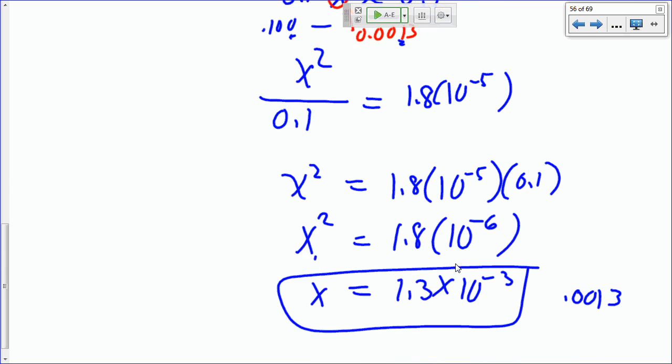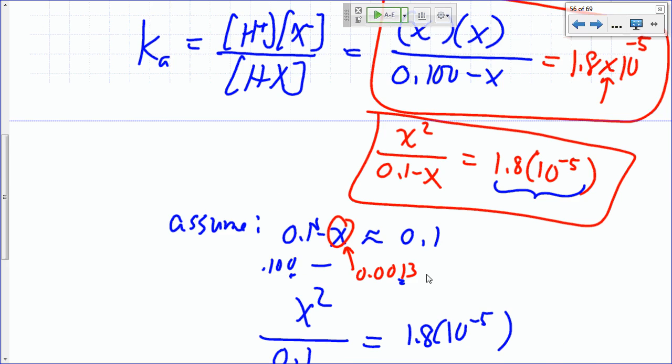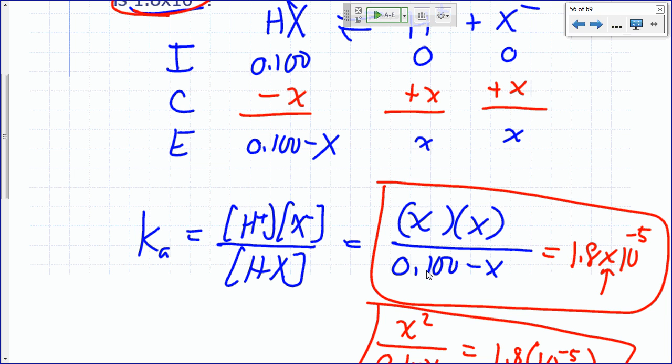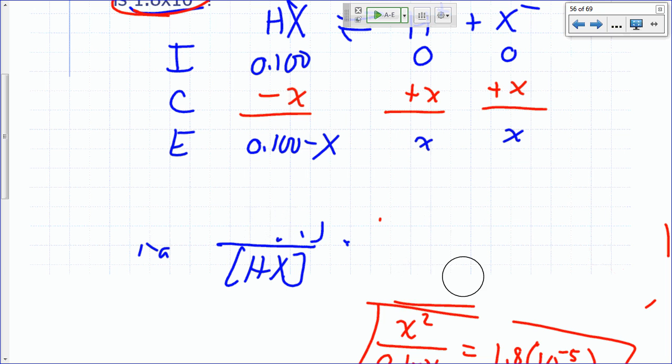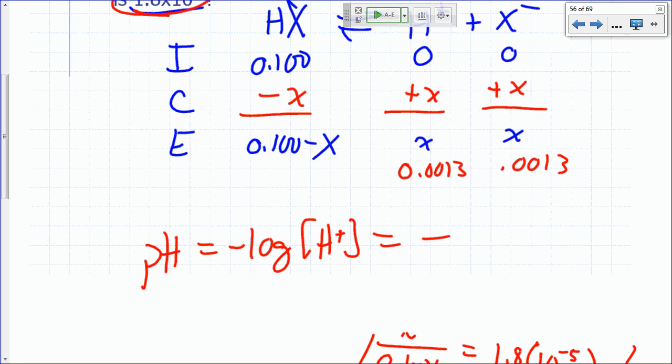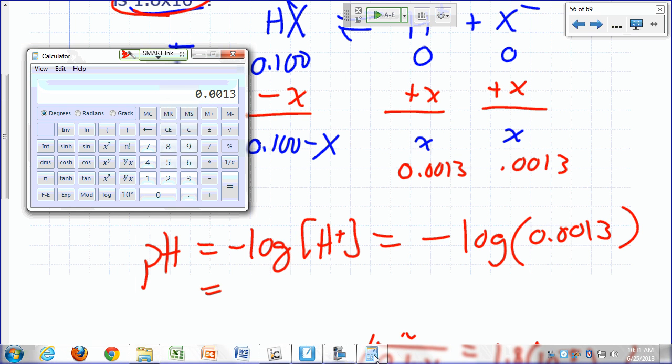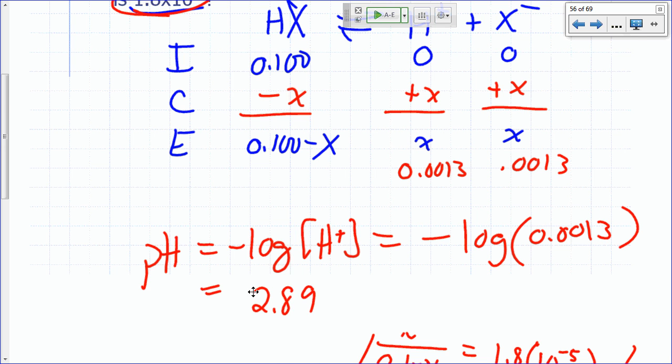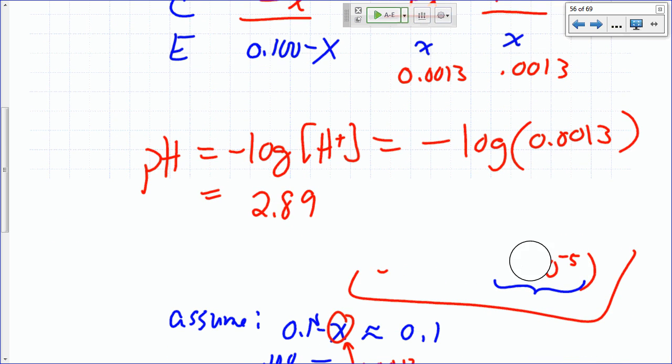So what would be our x then? Our x is 1.3 times 10 to the negative third. So going back to the question, we now figured out what our x is, right? We figured out that this is equal to 0.0013. So what's our pH? pH is negative log of H plus at equilibrium, negative log of 0.0013, and what's our pH going to be? 0.0013, take the log, 2.89, okay? So our pH is 2.89. Okay?